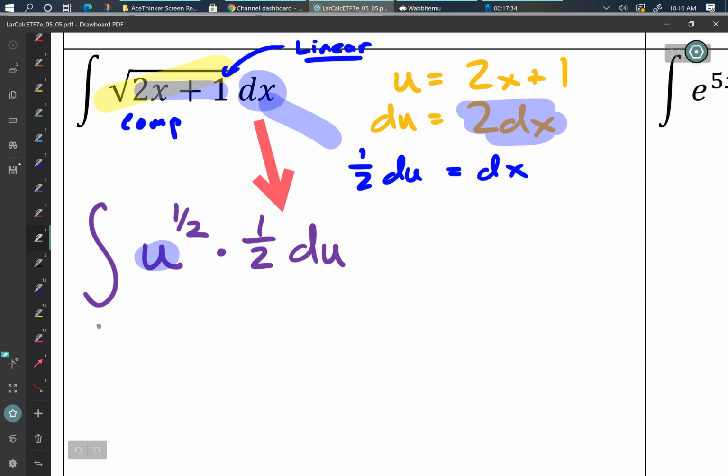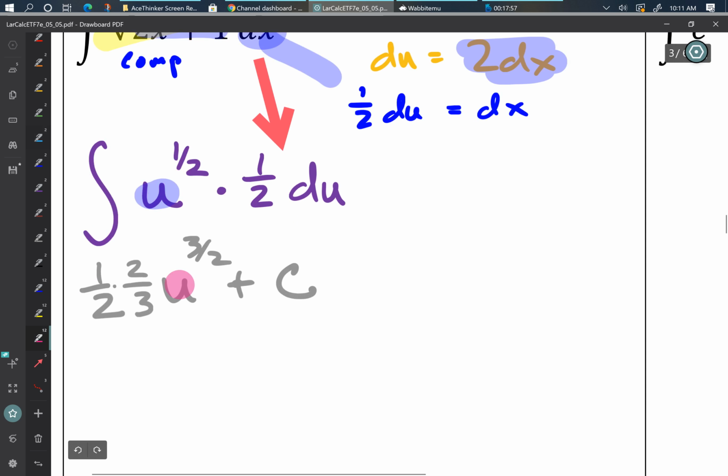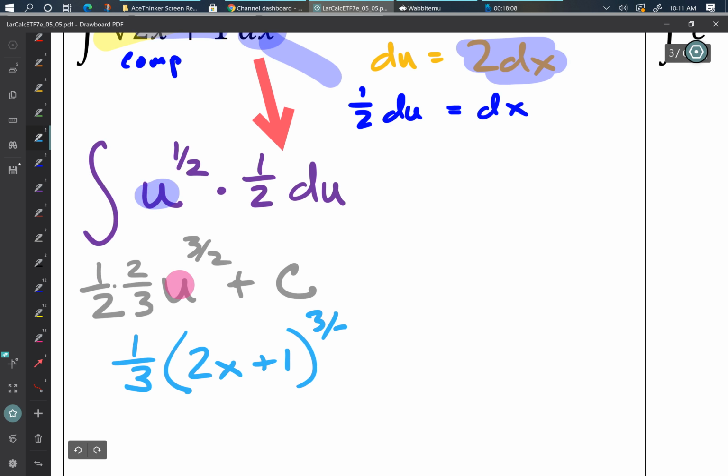Now I'll integrate. The 1/2 as a coefficient just drags along. Adding 1 to the exponent gives me 3/2, which means I need a coefficient of 2/3. And of course, it's an indefinite integral, so we get a plus c. I'm going to multiply those two together, do a substitution there, and I'll be done. Let's see, what's 1/2 times 2/3? That's going to be 1/3 of the quantity. And what was my u again? Oh, yeah, that's right. It was 2x plus 1, raised to the 3/2, and of course, plus c. All right, that looks good to me.